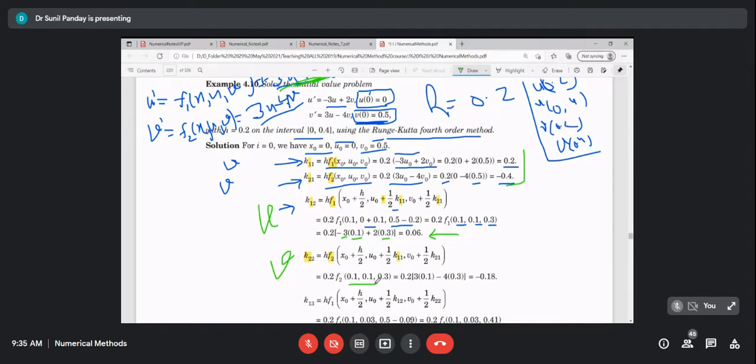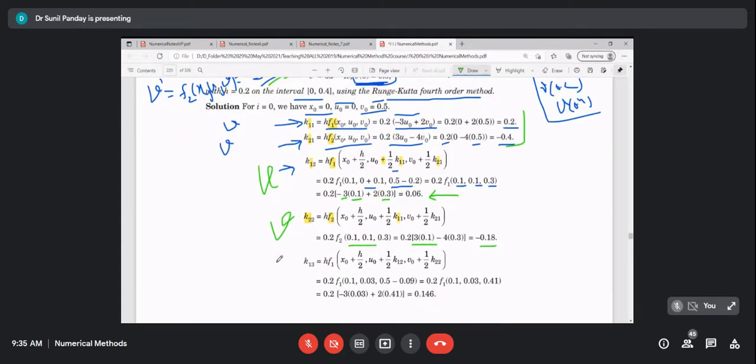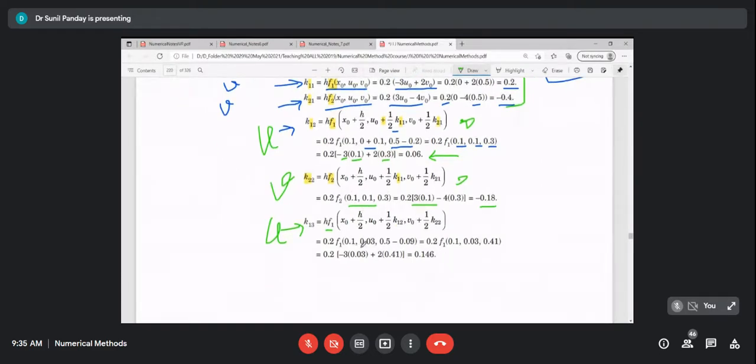So you substitute all these, and then you have to use the definition of f2 x u v, and then you will get this as minus 0.18. Then you have to calculate k13 for u. So you have here f1 and x naught plus h by 2, u naught plus k12. Now these two values are required, this and this. v naught plus 1 by 2 k22, and then it is 0.1, 0.03, and 5 minus 0.09, and after simplification and substituting the definition of f1, you have this one.